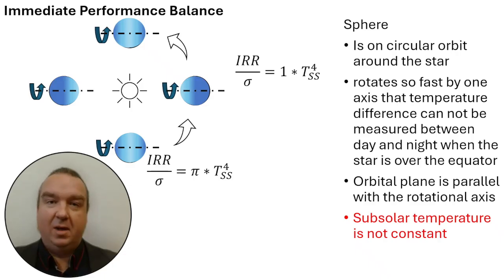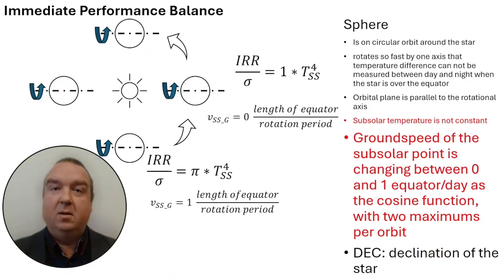Before slowing down the rotation, let's put the fast rotating model to a circular orbit around the star with the axis of rotation parallel to the plane of the orbit. In this case, there will be two positions per orbit where the standard temperature model will be valid, when the subsolar point is over a pole, and there will be two occasions when the fast rotating model will be valid and the star is over the equator. So the subsolar temperature will not be constant, but we will have two maximums and two minimums per orbit.